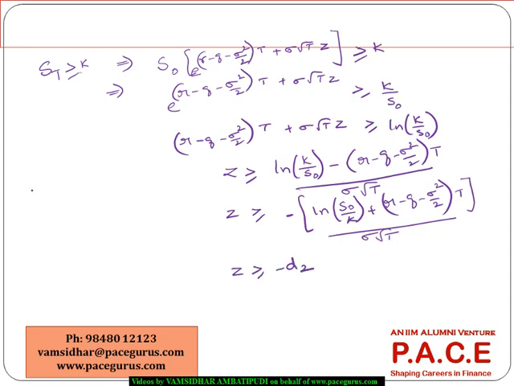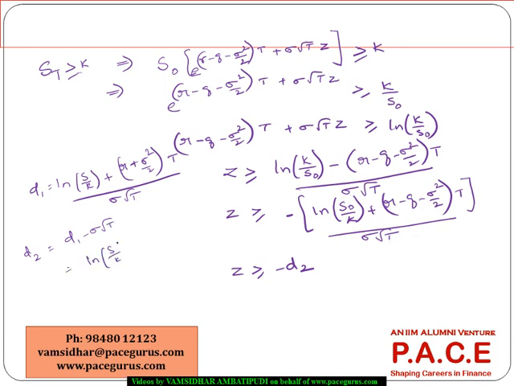Remember the Black-Scholes formula: d1 we said is log S by K plus (R plus sigma squared by 2) times T, divided by sigma root T, and d2 we said is d1 minus sigma root T. So that would have become log S by K plus (R minus sigma squared by 2) times T by sigma root T. So that's where we are getting minus d2, right? So Z greater than or equal to minus d2 is what we are getting. So what does that mean?